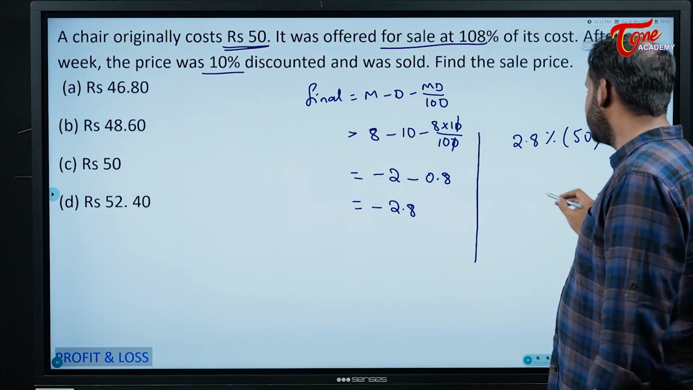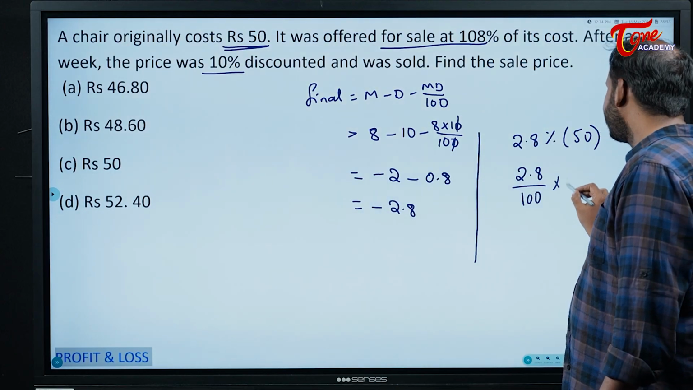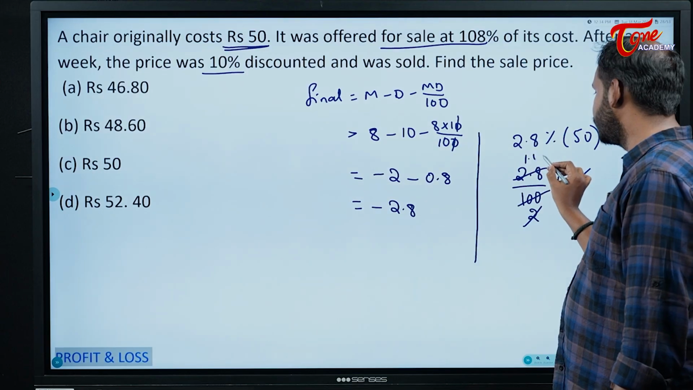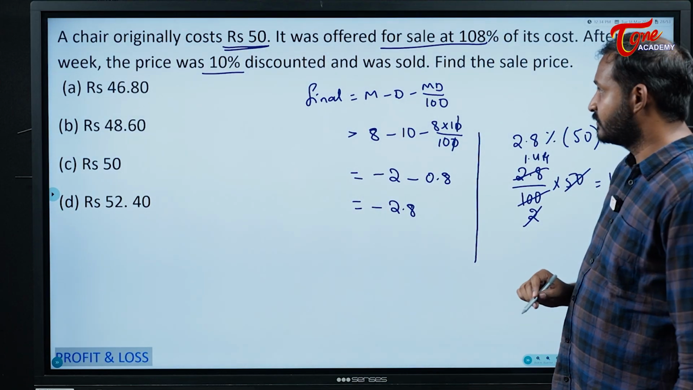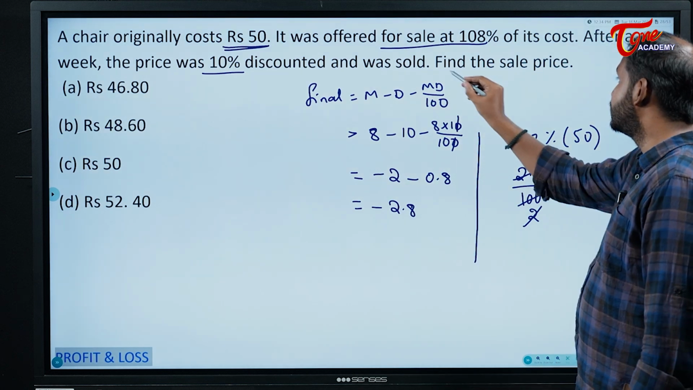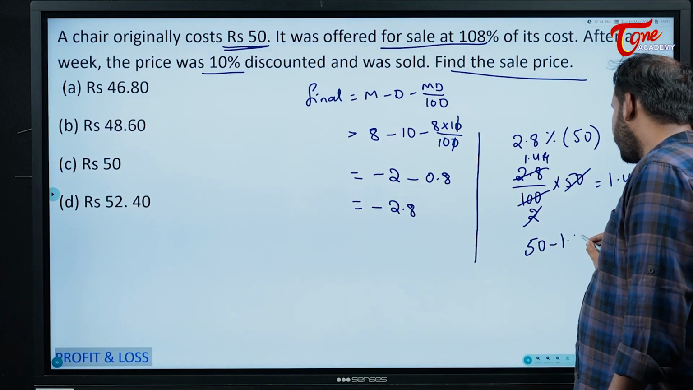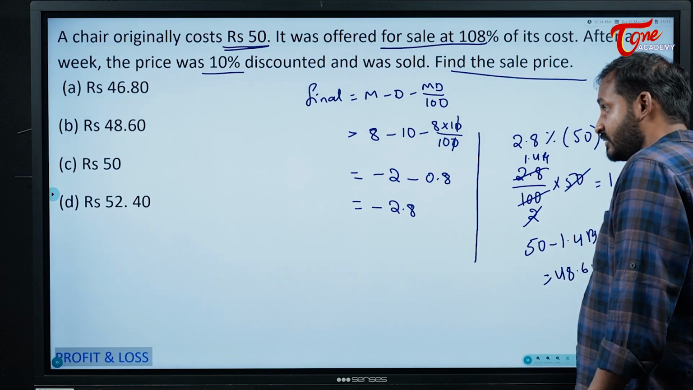So actually this is very easy for me. I will calculate 2.8 by 100 into 50. What will I get here? 1.4 rupees. So that means 1.4 rupees I need to subtract. Now, what is the sale price? Sale price will become 50 minus 1.4 rupees, which is equal to 48.6 rupees.